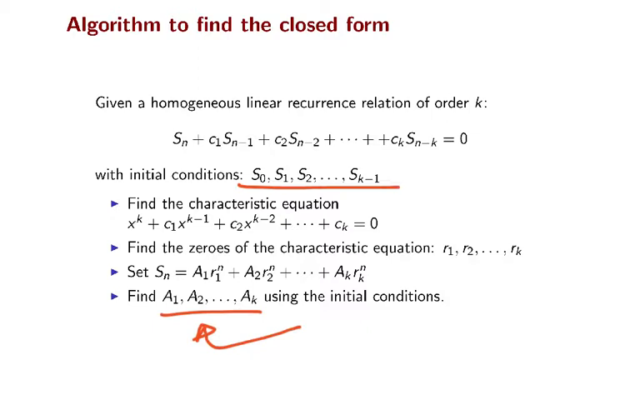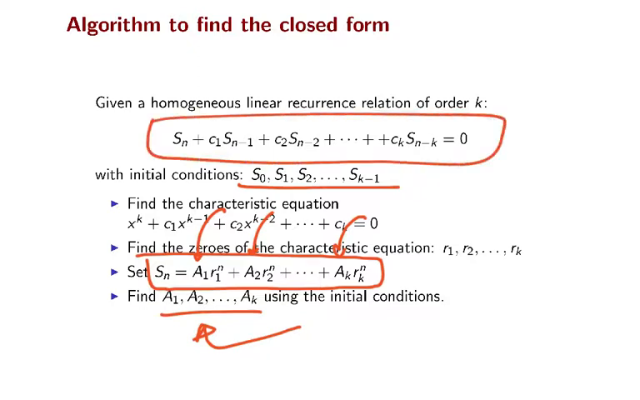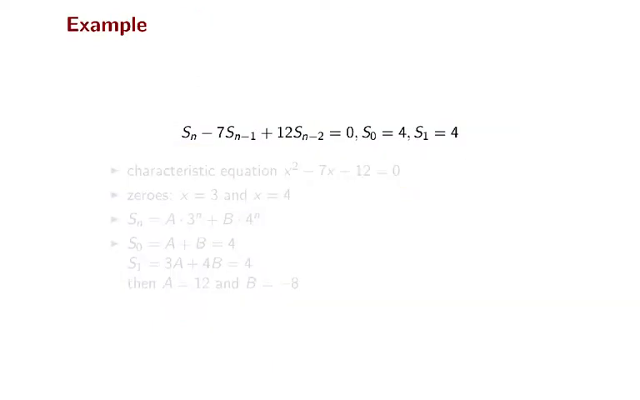Once you have these numbers, you come back to your formula for Sn, you put the concrete numbers there, and that will be your closed form Sn corresponding to the recurrence relation of order k. Let's see an example of how to perform each of these steps on a concrete relation. So let's see, for instance, if we want to calculate the closed form for this relation. The relation is written in homogeneous form, so we are ready to calculate the characteristic equation.